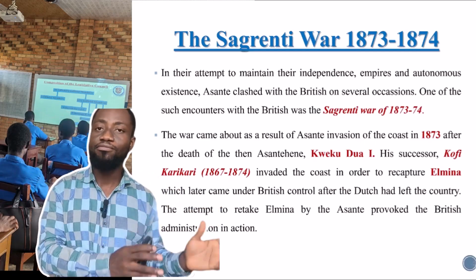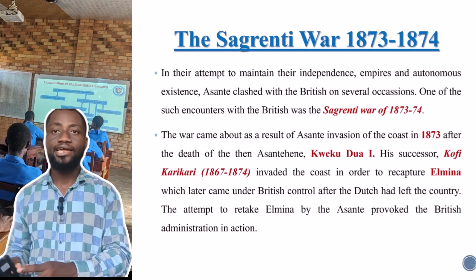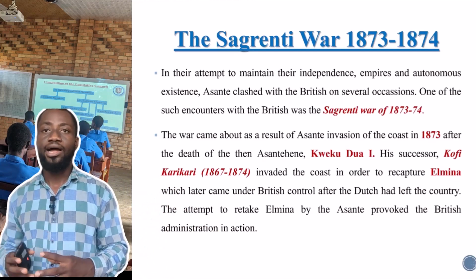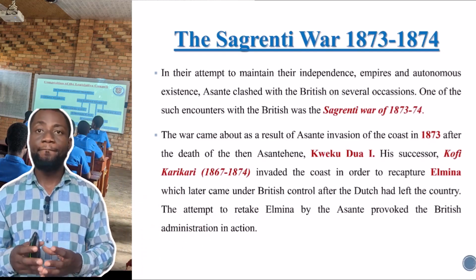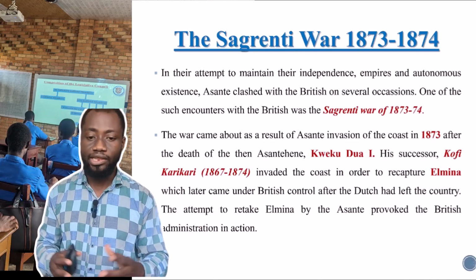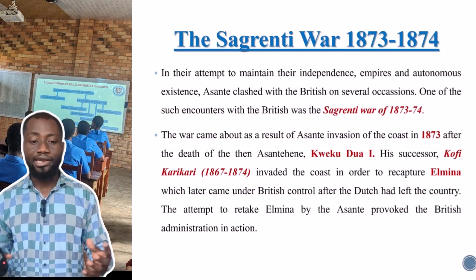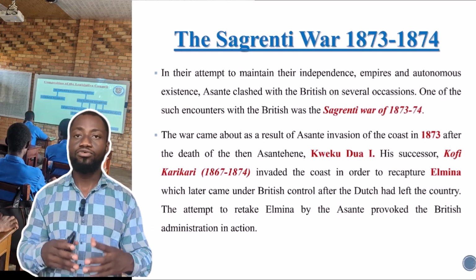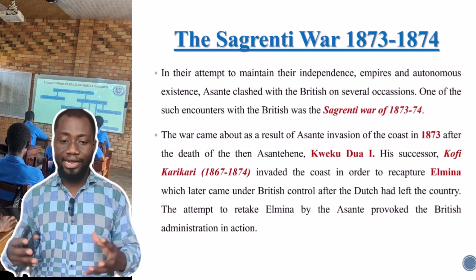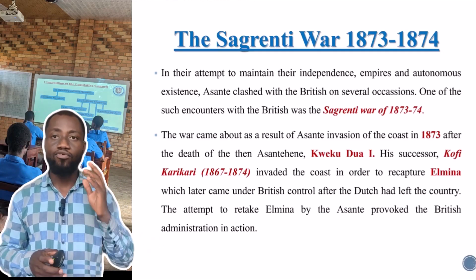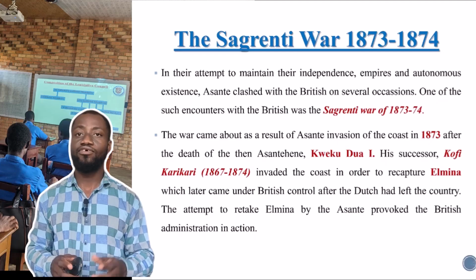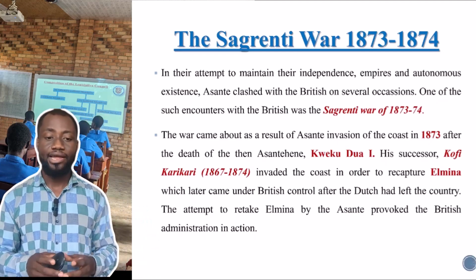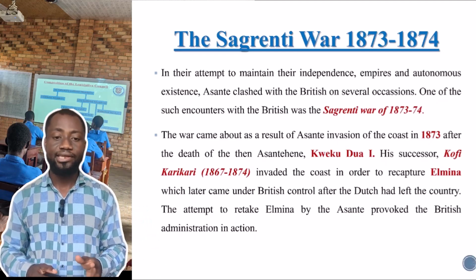But with the British coming to take over Elmina, the British were going to stop selling guns and ammunition to Asante, and that would be a big blow to the Asante kingdom. And therefore, Kofi Kakari then decided to march to the coast to retake Elmina, and that provoked the British to invade Asante in 1874, just the following year after Kofi Kakari invaded Elmina.